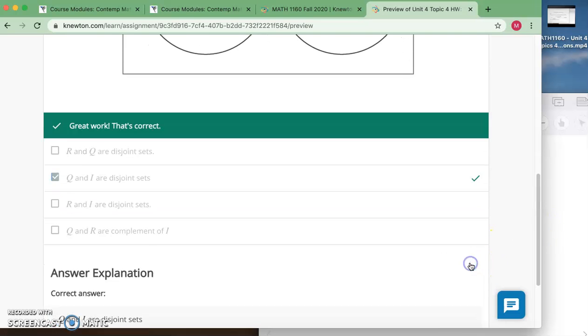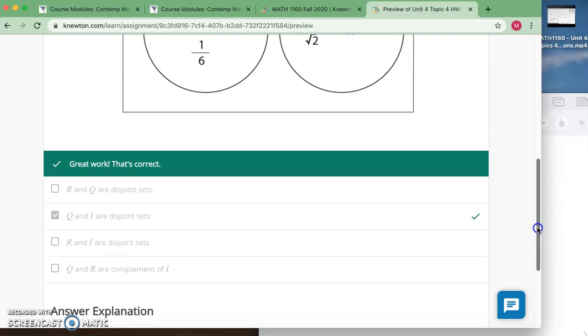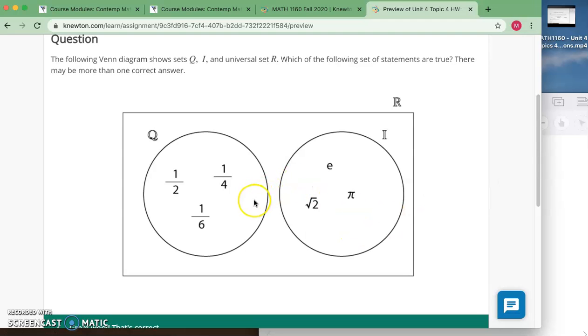So let's click submit. Great work. So again, in that situation, the only thing that was true is that Q and I are disjoint, which means there's no intersection between the two. So there are a few examples from Unit 2, Topic 4, on Venn diagrams. So I hope that helps. If you have any questions about those or any other types of problems, let me know.